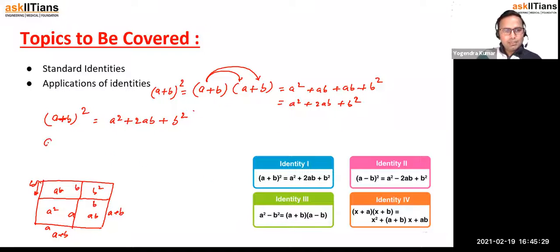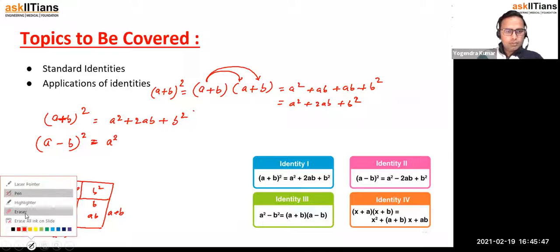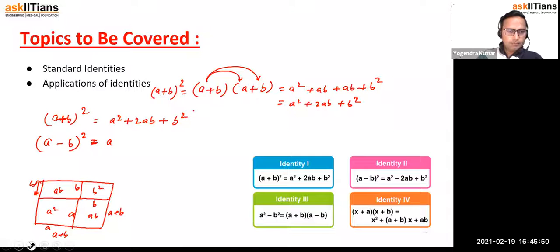Now the next identity, which is very easy, I think, to understand. If we just remember the first identity, for a minus b whole square I can use that identity only. How? Let me show you this. We can write here a plus of minus b, and that whole square. So what we get? A square plus 2 into a into minus b plus minus b square, minus b whole square. So it is a square.